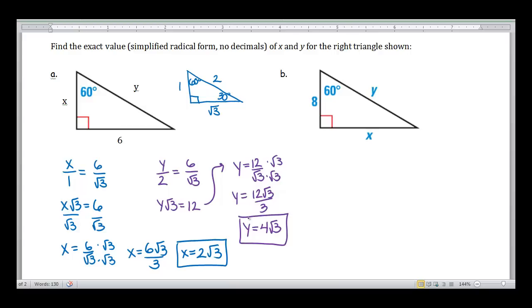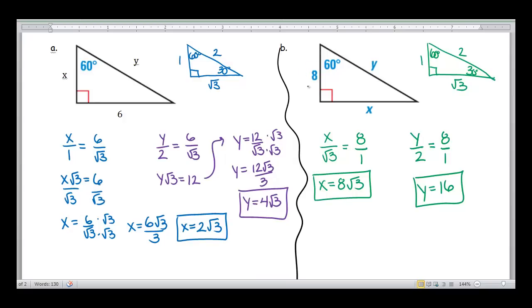Please now pause the video and try this idea for example B. Here in example B, the 8 side I was given corresponded to a side on my basic triangle of 1. And so if I wanted to solve for x, since that corresponds to the root 3 side, I could do x divided by root 3, and that would equal the 8 over 1. Cross multiplying gave me my answer right away of 8 root 3. Similarly, y corresponded to 2, and so when I cross multiplied, I got y to equal 16.